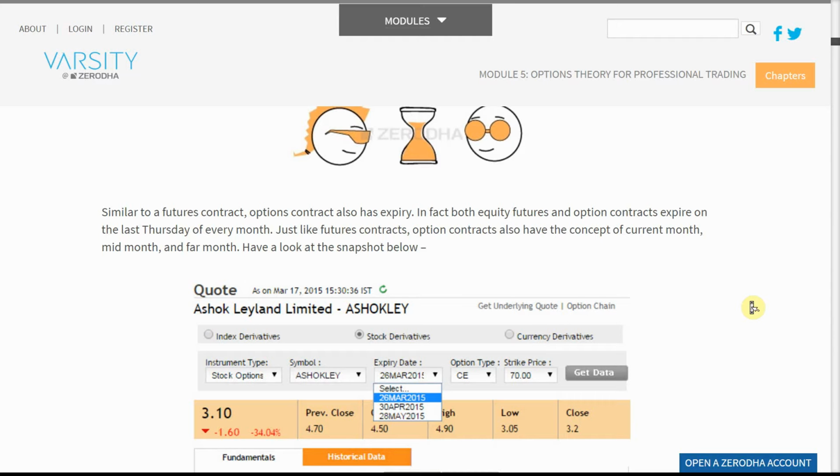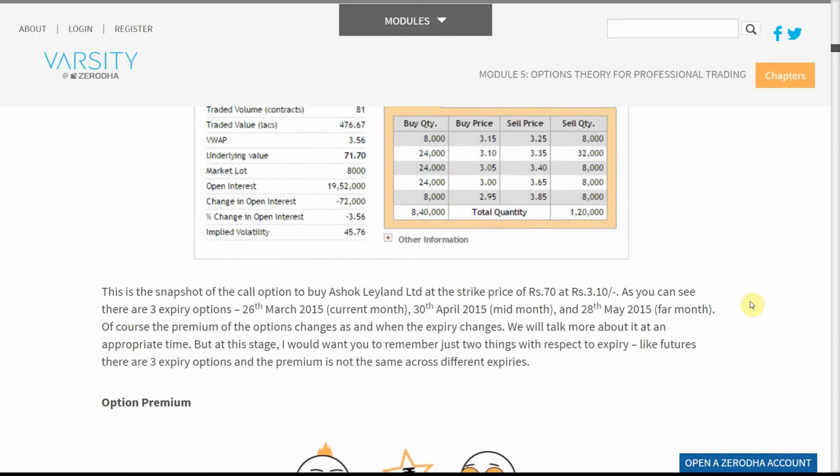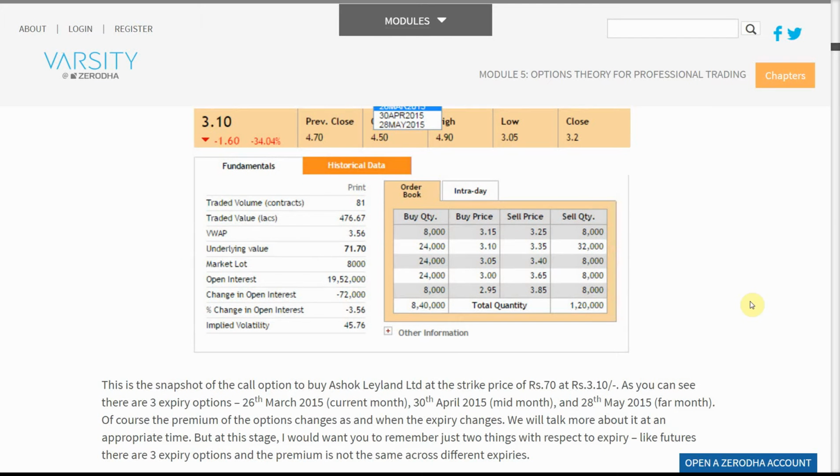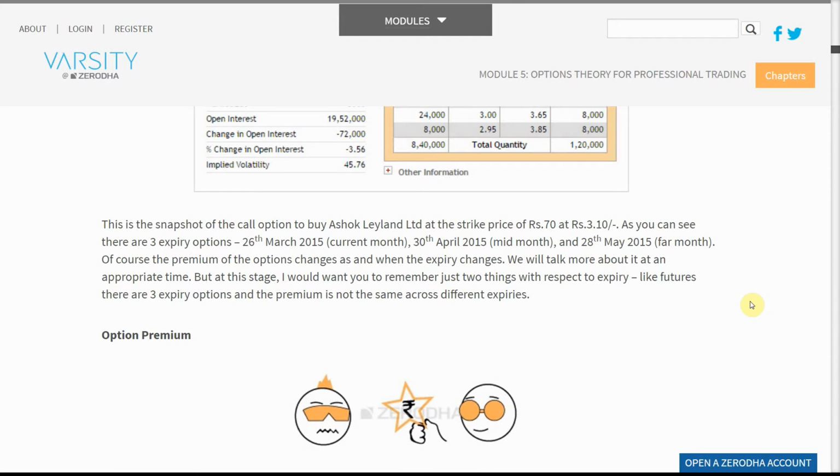This is the snapshot of the call option to buy Ashok Leyland Limited at the strike price of 70 rupees, trading at 3 rupees and 10 paise. As you can see, there are 3 expiry options: the 26th of March 2015, current month; the 30th of April 2015, mid-month; and the 28th of May 2015, far month. Of course, the premium of the options changes as and when the expiry changes. We will talk more about it at an appropriate time. But at this stage, I would want you to remember just 2 things with respect to expiry. Like futures, there are 3 expiry options and the premium is not the same across different expiries.